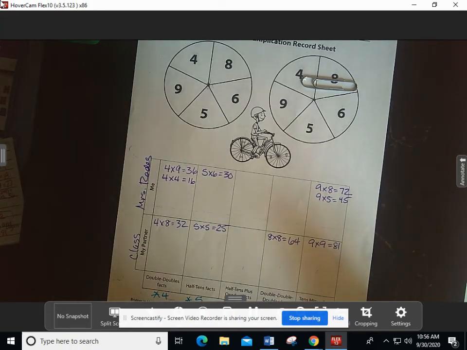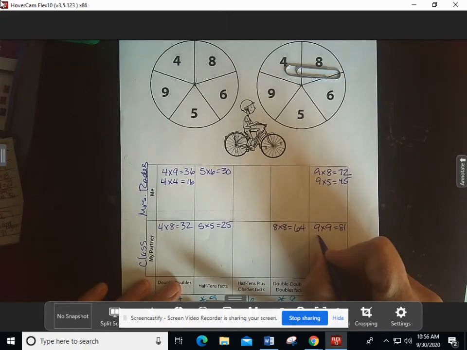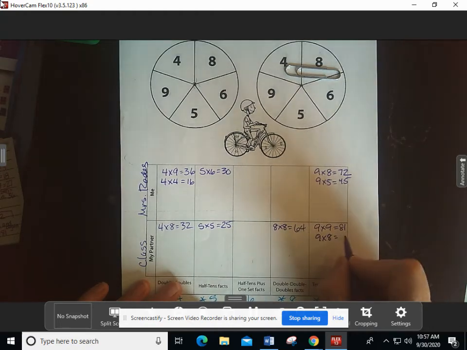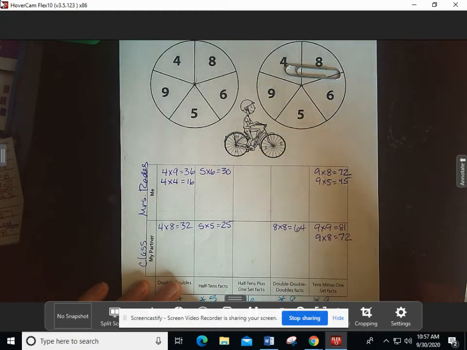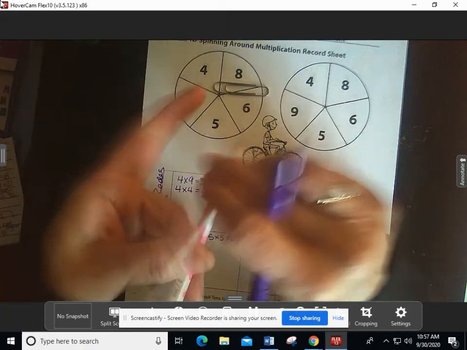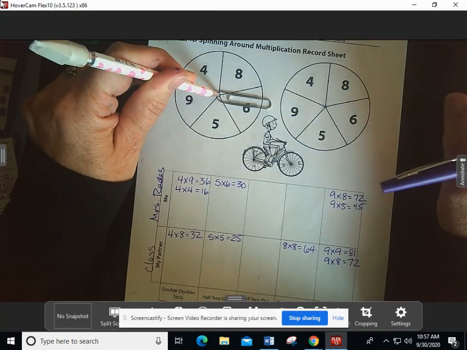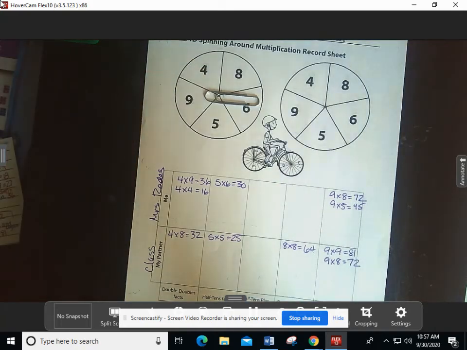Math people. Where's my math? Trevor, where are we going to put it? Under the 8s or under the 9s? Under the 9. So 9 times 8. That's my favorite number. What is that? 72. So maybe I can catch you guys now. A 4. Oh, it's a 6.